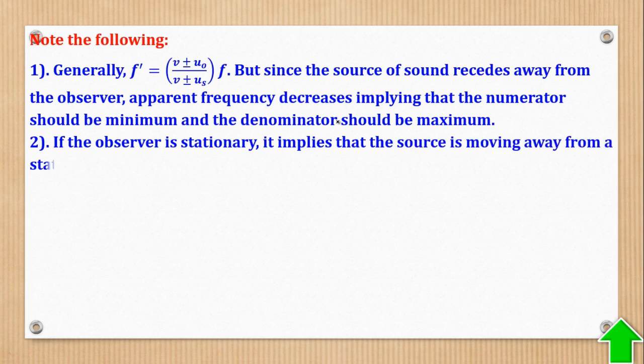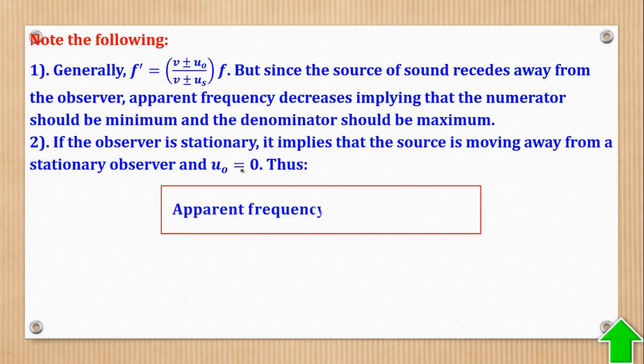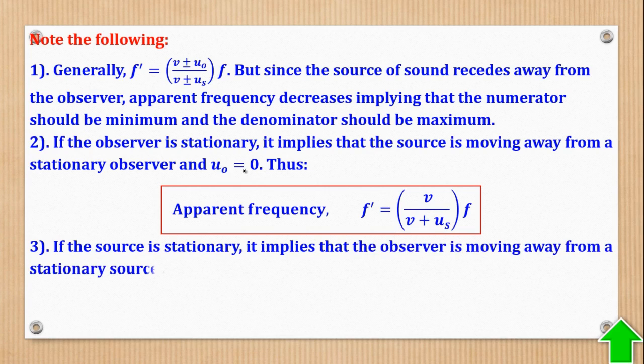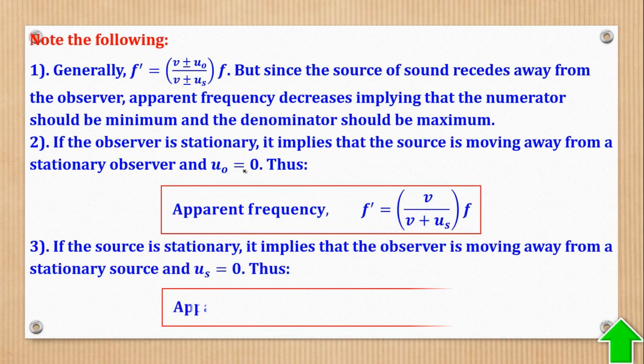So case 2 is what if the observer is stationary. It implies that u0 is 0, and therefore F prime will become that. Then also, if the source is stationary, it implies that US is 0, and therefore the apparent frequency will be that. So once you understand this, then you can go to the calculations.